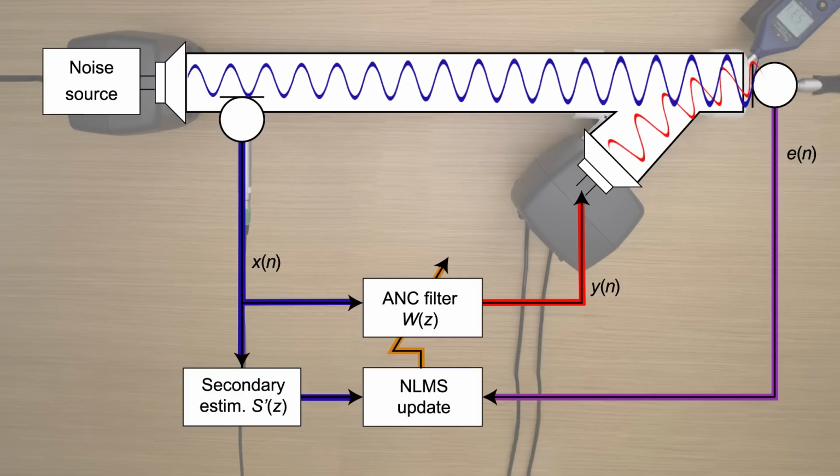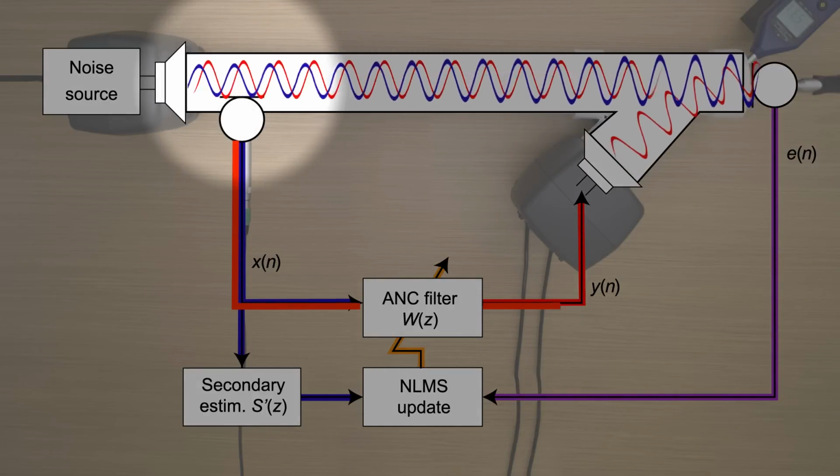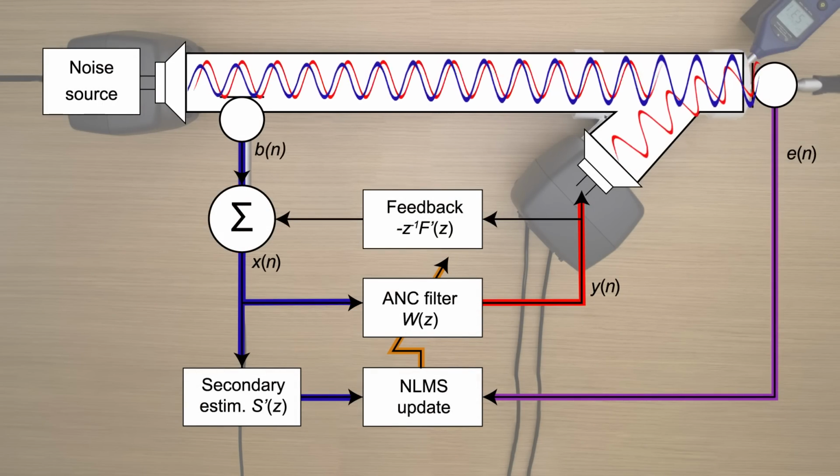We include an estimate of that secondary path in our system before the NLMS update. So are we finished now? Not quite. The final path to consider is the feedback path from the anti-noise speaker to the noise reference microphone. We need to subtract that anti-noise signal from our reference microphone, or else we have a continuous feedback loop which will lead to incorrect results. Okay, now we're ready to simulate.